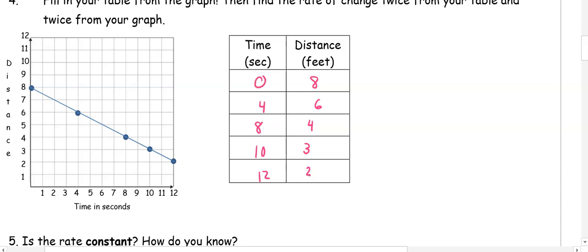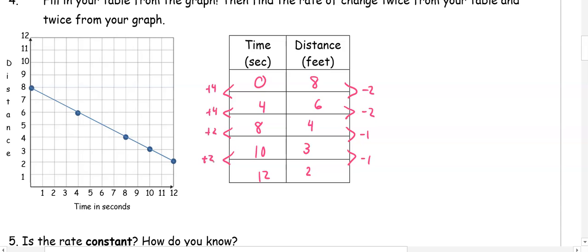So if I want to look at my change, now notice that the table is not going up or down by the same numbers this time. So if I look at my distance, I am decreasing. So instead of adding, I'm going to subtract. Here I would subtract 2. Here I would also subtract 2. However, in the last two, we are only subtracting 1. When we look at our time, the first ones, we are going to add 4 seconds to the first two, and then we're only going to change by 2 seconds.